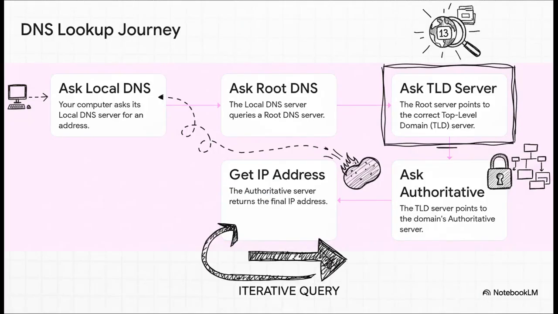Now, how that lookup actually happens is honestly genius. It's this clever game of "go ask that guy." Your computer first asks its local DNS server, kind of like asking a friend. If that server doesn't know, it goes up the chain and asks a root server. The root server will say, "I don't know the full address, but I know who handles all the .edu websites. Go ask them." Then that server points you to the final authoritative server that holds the actual record. And that's the server that gives you the IP address. It's this distributed system that makes the whole thing work without one single point of failure.